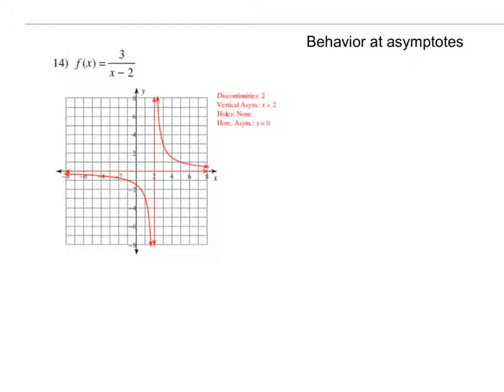The other thing, though, is the behavior at the vertical asymptote. They're usually going the opposite direction. Occasionally they'll go the same direction when it's a perfect square in the denominator.